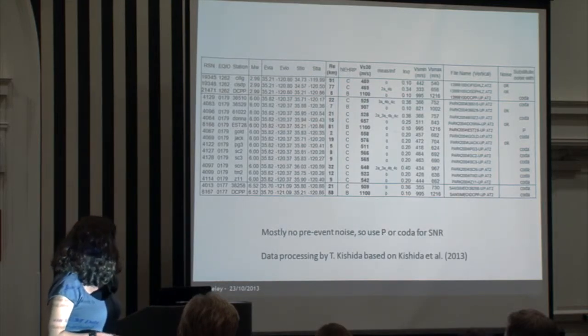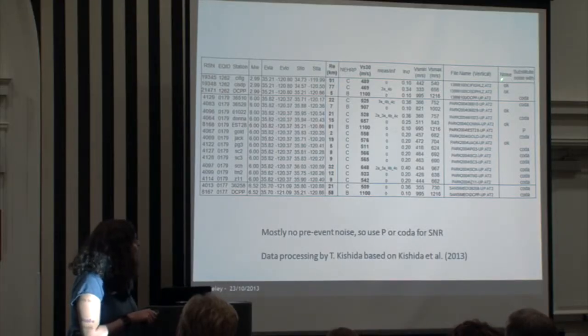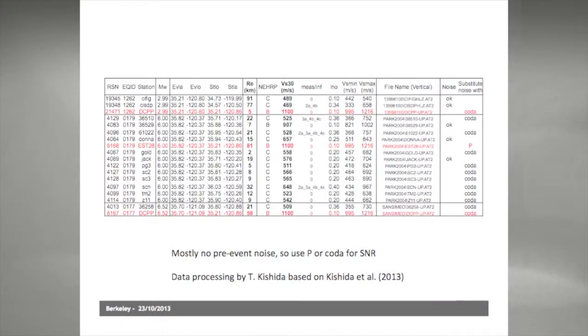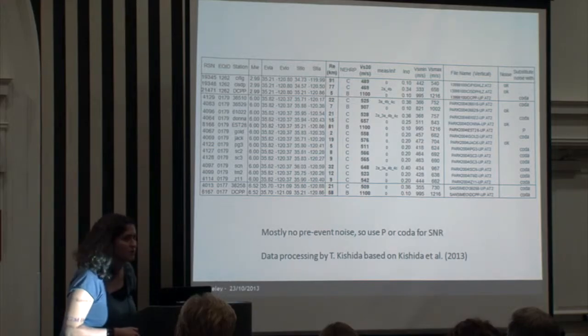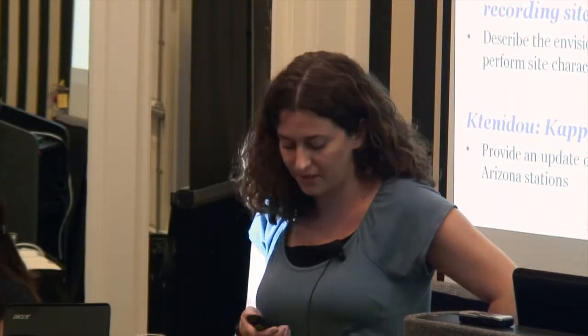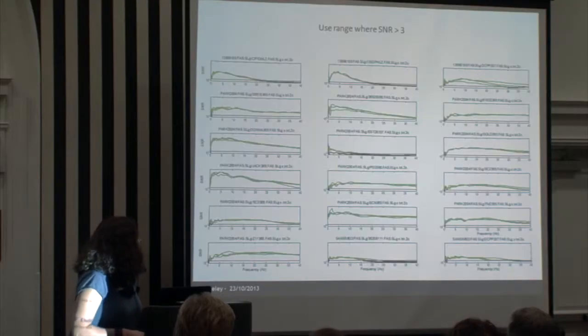This is all the records available. We're going to work with the bandwidth for which we have a good signal to noise, so around 3. This column shows that for most of the records we have either no pre-event noise or almost not a good one, so I picked off the coda, or worst case off the P-wave, to do that. I need to say that all the data processing was done by Tadahiro Kishida at PEER.